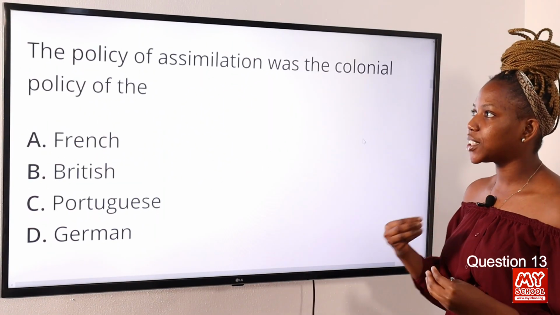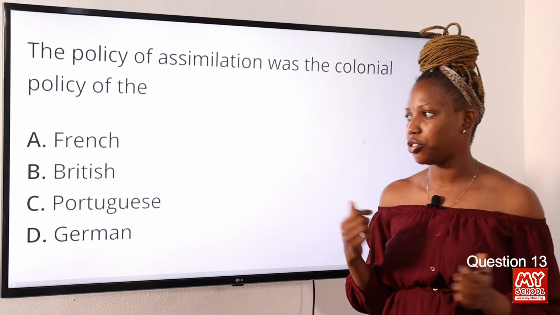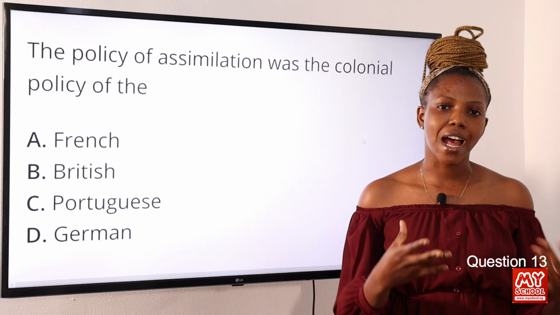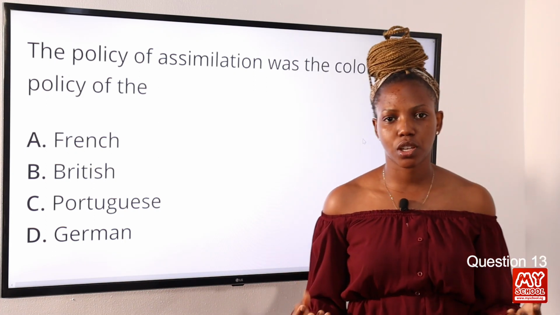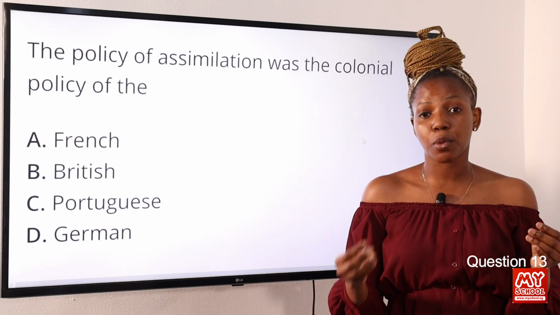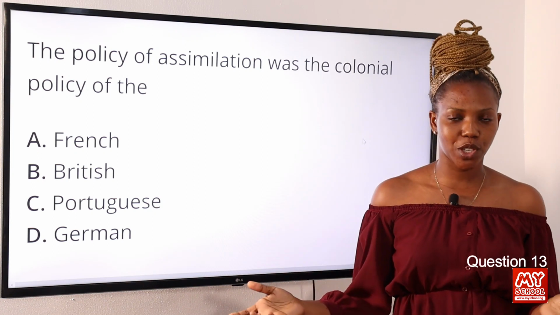Question 13. The policy of assimilation was the colonial policy of the option A, French, option B, British, option C, Portuguese, option D, German. The answer to this question is French. Okay, so French adopted the policy of assimilation and afterwards it was replaced with the policy of association. So the answer to this question is option A, French.